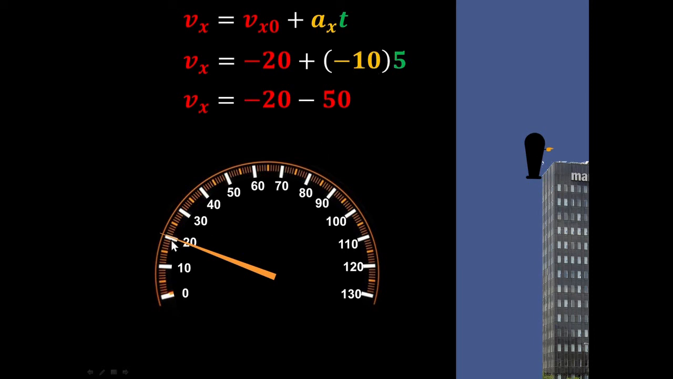So we shoot it at 20, and after 1 second, 2 seconds, 3 seconds, 4 seconds, after 5 seconds, it would be going 70 meters per second. This was the initial velocity, and this was the change in velocity due to it accelerating for a period of time. Its instantaneous velocity is going to be 70 meters per second down.